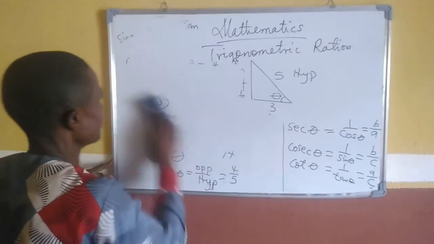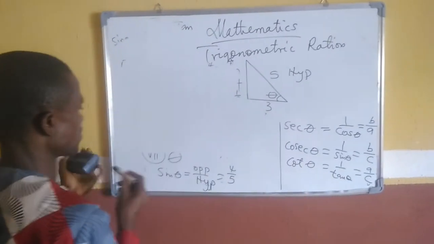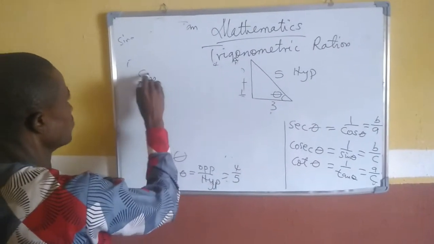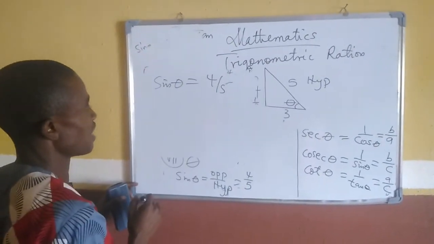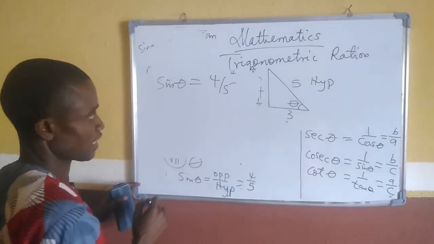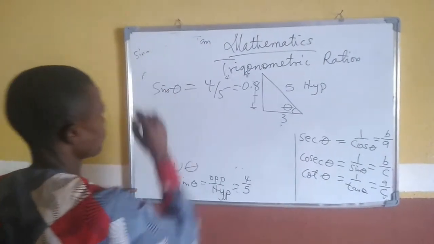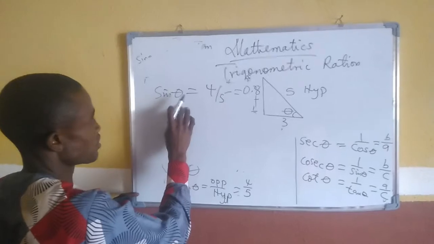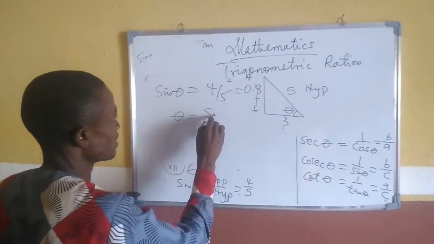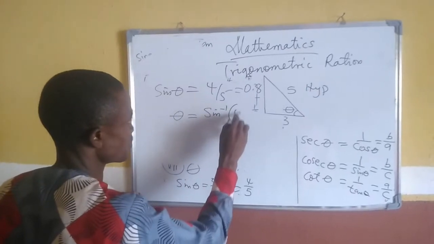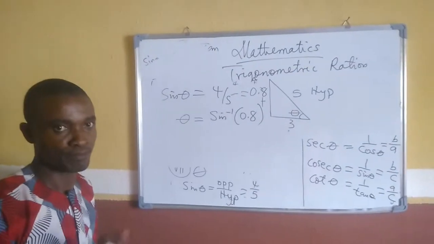That means if I have sin theta equals 4 over 5, and 4 divided by 5, what does that give us? Can you guess? That will give us 0.8. So if I have sin theta is equal to 0.8, what is theta? Theta will now give us what? Sine inverse of 0.8. What does that give you?